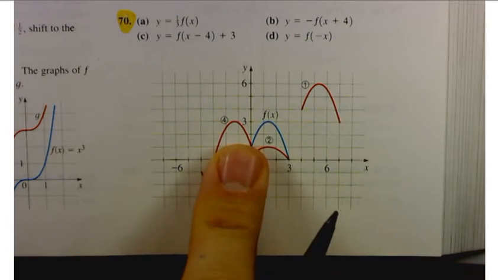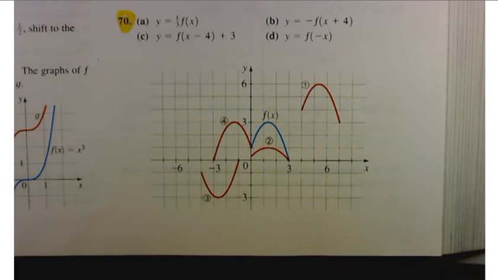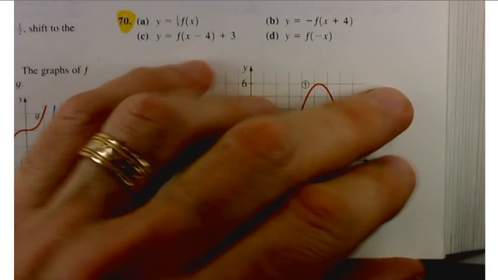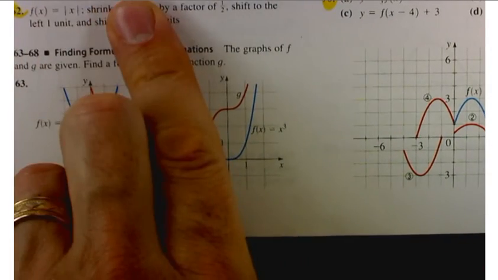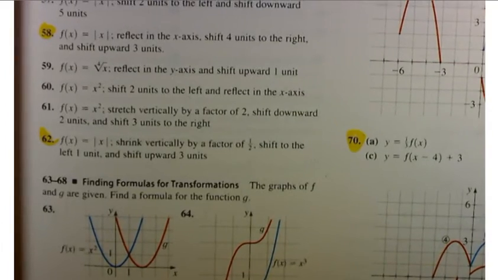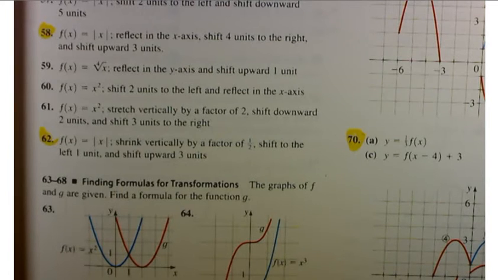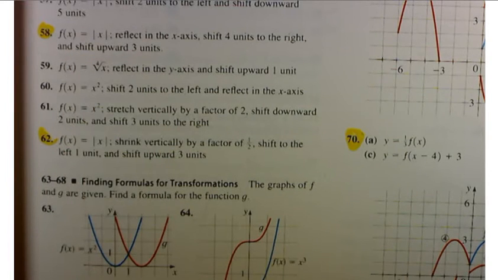Let's do a problem like 58 and 62. f of x is the absolute value of x. Reflect in the x-axis, shift 4 units to the right, and shift upward 3 units. So 3 different things happening here. Let's put them all in one function. Call it g of x.